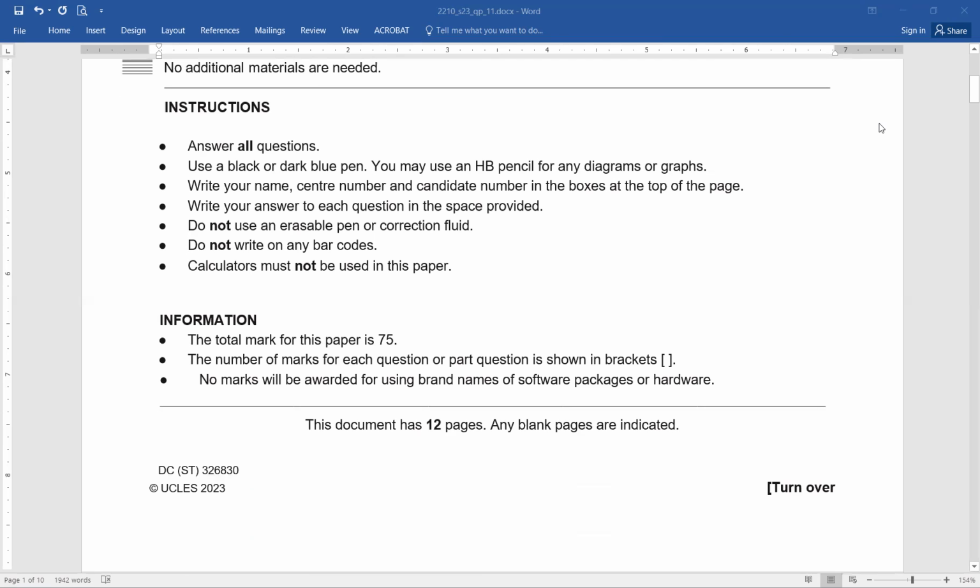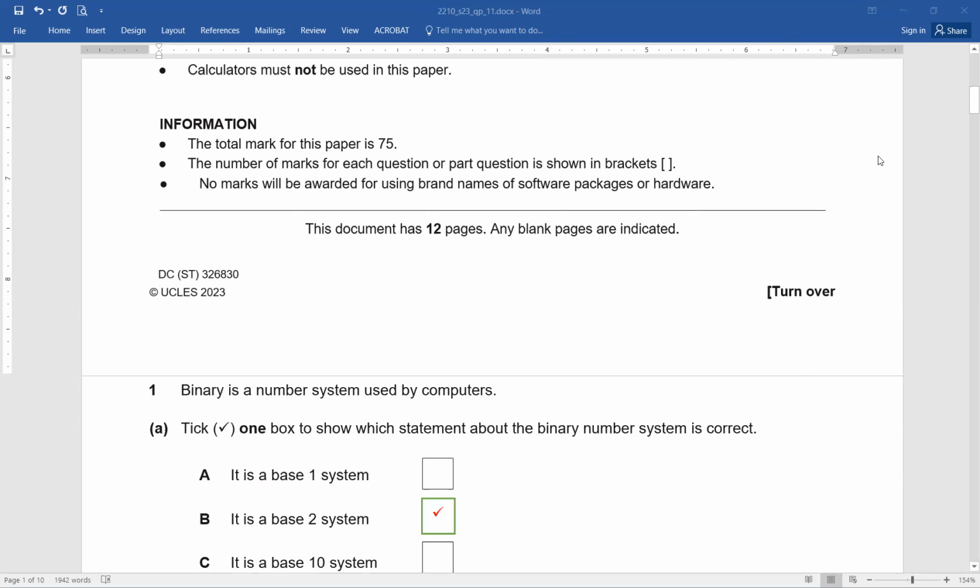Paper is of 75 marks, and the number of marks are given at the end of each question or the end of each part in brackets. And remember, no mark is awarded for using the brand names of software packages or hardware, so refrain from writing down the brand names at all. Now let's start with question number 1.